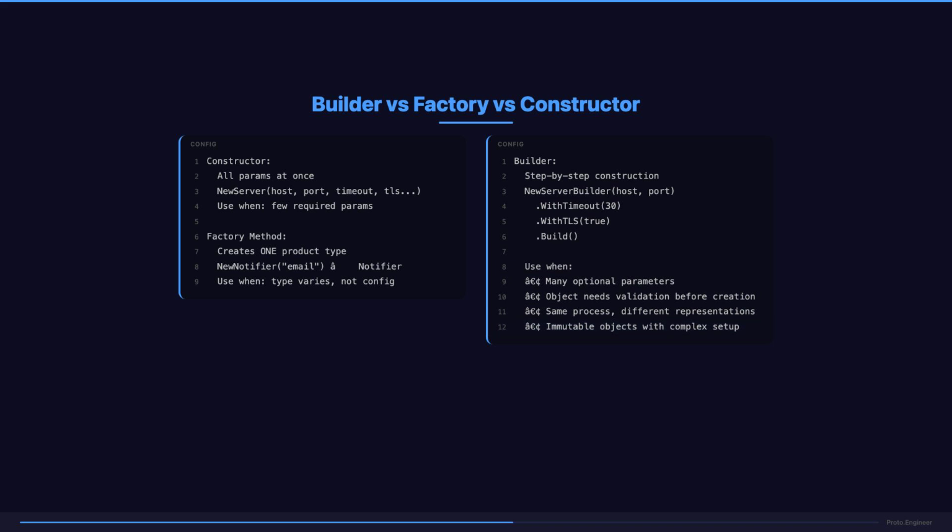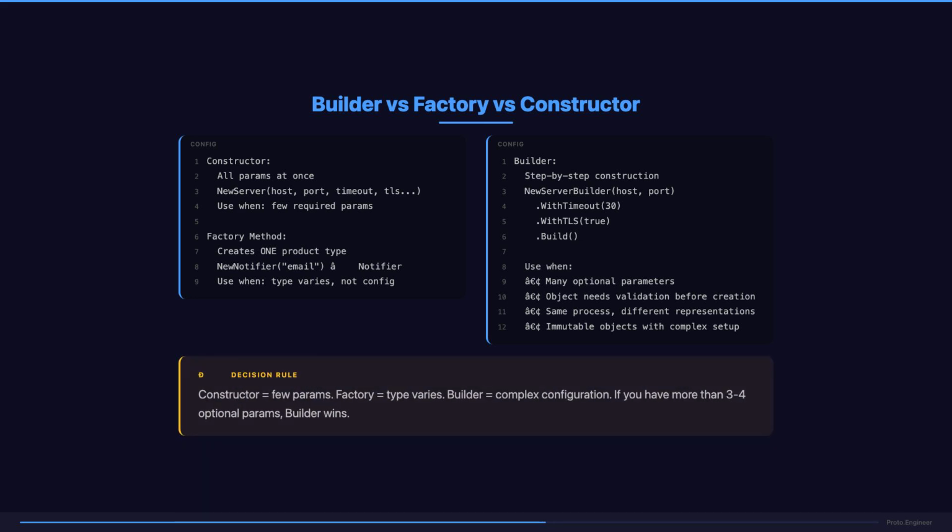Builder constructs objects step by step with a fluent API. NewServerBuilder(host, port).WithTimeout(30).WithTLS(true).Build(). The configuration varies, not the type. Use builder when you have many optional parameters, when the object needs validation before creation, when you want the same construction process to create different representations, or when building immutable objects that need complex setup. The decision rule: fewer than 3 parameters, use a constructor. Type varies, use factory. Many optional configuration parameters, use builder. If you have more than 3 or 4 optional parameters, builder almost always wins.